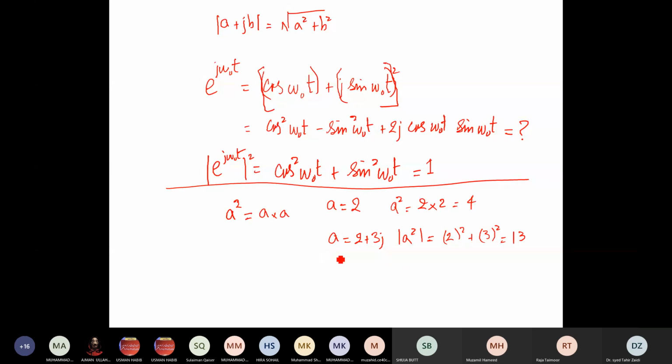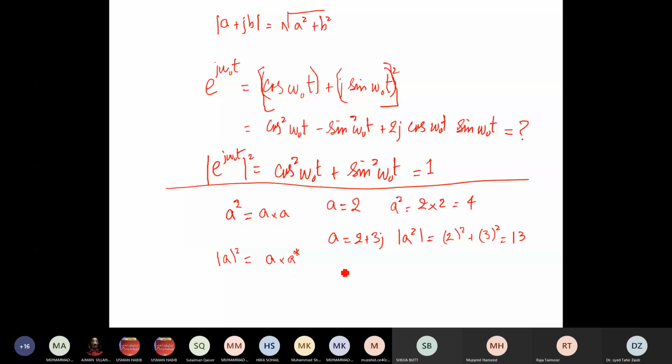Now, typically, the actual thing would be the square is actually not this multiplied by this. If it is a complex number, it is a multiplied by a conjugate. What's a conjugate? The same complex number with the imaginary part sign flipped. This is valid for real number, valid for complex number.